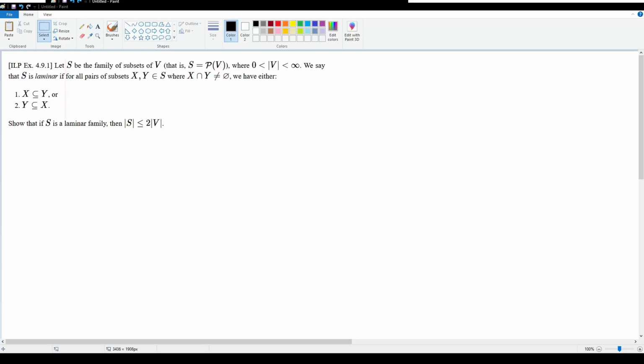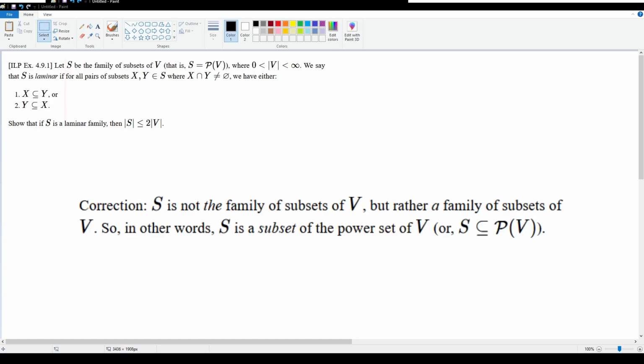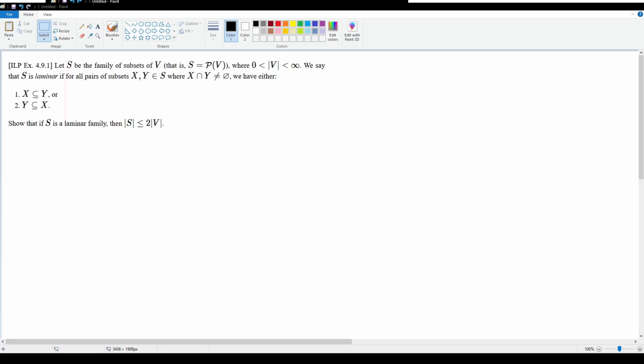So today I'm going to be showing basically just the solution to this problem. This one is a lot more tough than the previous one about convex sets. So here we have: let S be the family of subsets of V. So S is the power set of V, if you're familiar with that, where V is of size greater than 0 and of size less than infinity. So V is some finite non-empty set.